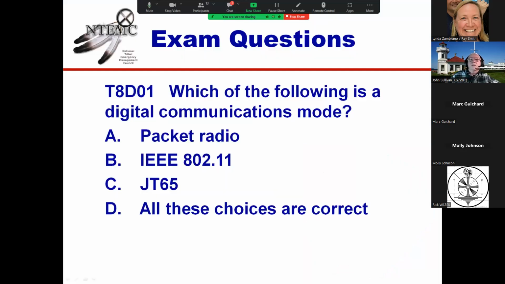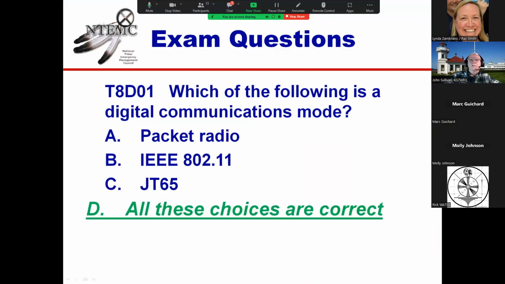All right, so exam questions. Which of the following is a digital communications mode? Okay. We mentioned packet radio. JT65 is one of the WSJT modes. So those would both be correct. So that means IEEE 802.11 must also be a digital communications mode, meaning all these choices are correct.